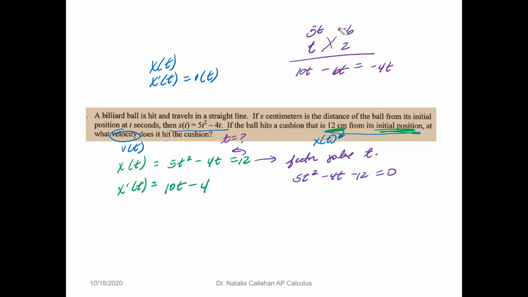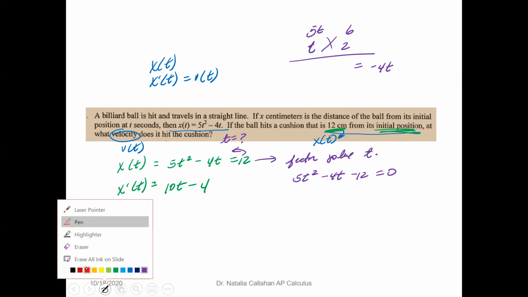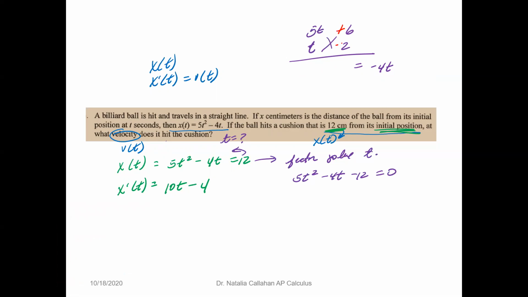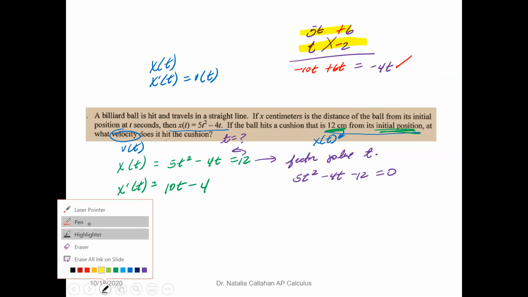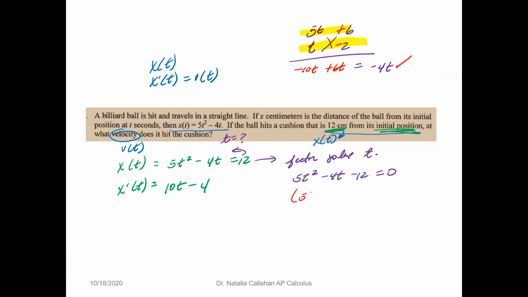So what that tells me is that these numbers are good, but I need to change the signs. So rather than putting a negative on top, let's put a positive and a negative on the bottom. So -10t plus 6t does equal -4t? Yes, it does. So then what is my answer? When I factor this, you just go horizontally across, it is going to be 5t plus 6, t minus 2 equals 0. And when you solve, t equals -6 over 5, and t equals +2.